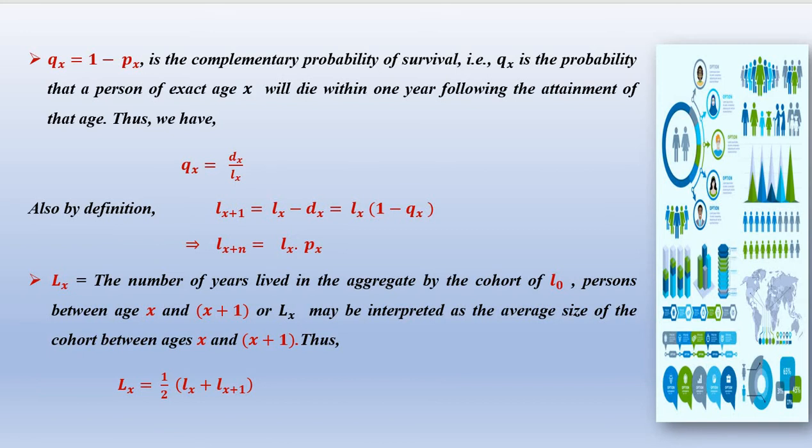Then capital Lx, the number of years lived in the aggregate by the cohort of l0 persons between age x and x plus 1. Capital Lx may be interpreted as the average size of the cohort between the ages x and x plus 1. Thus, capital Lx is equal to lx plus lx plus 1 divided by 2.